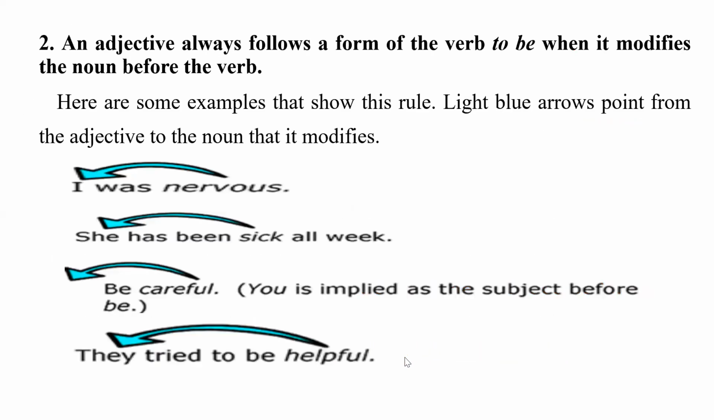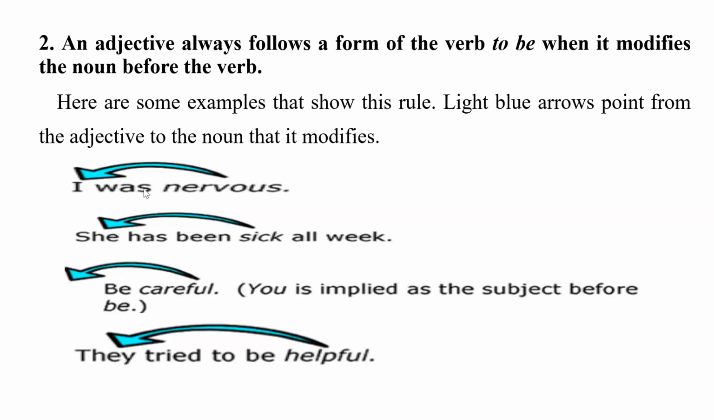Two. An adjective always follows forms of the verb to be when it modifies the noun before the verb. So after the verb to be, the adjective is used, and that adjective is used to modify the subject of the sentence. So let's see examples. Here are some examples that show this rule. Light blue arrows point from the adjective to the noun that it modifies.